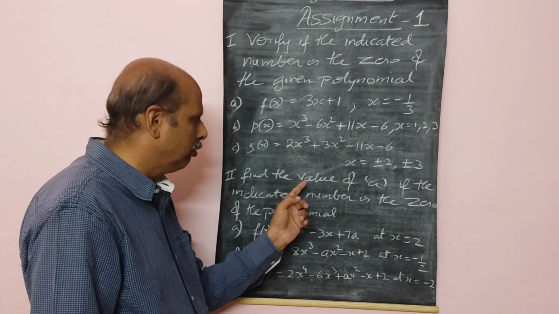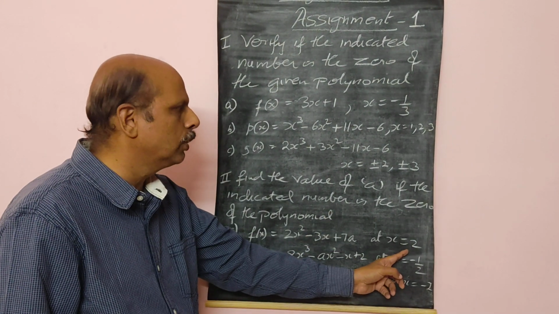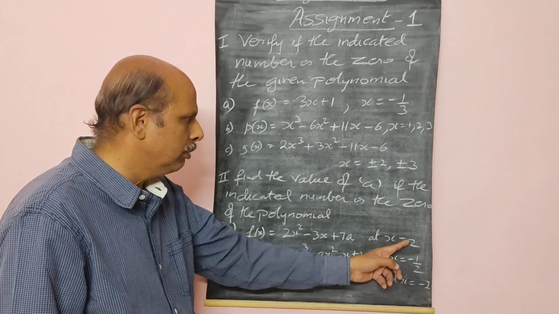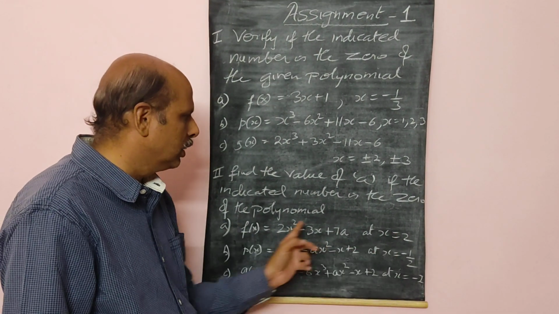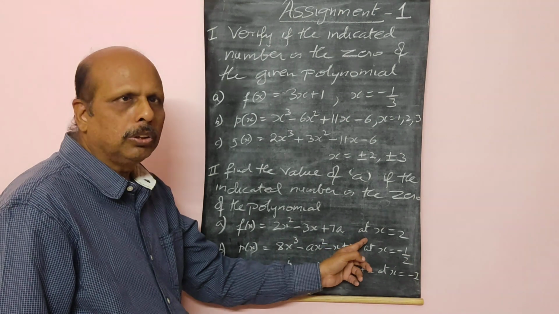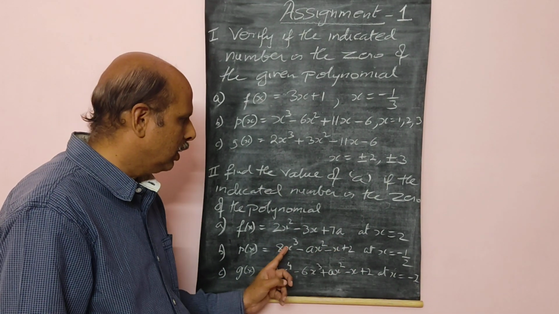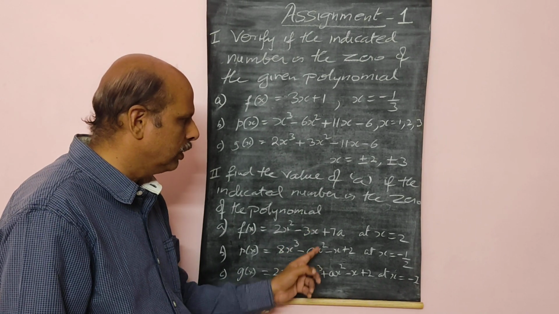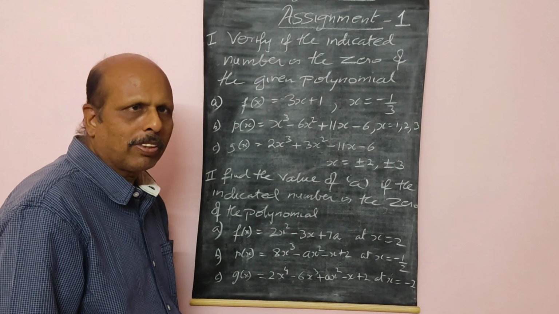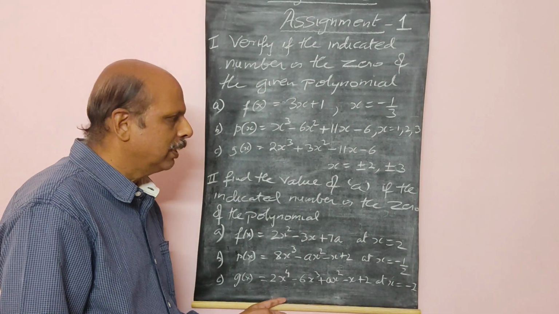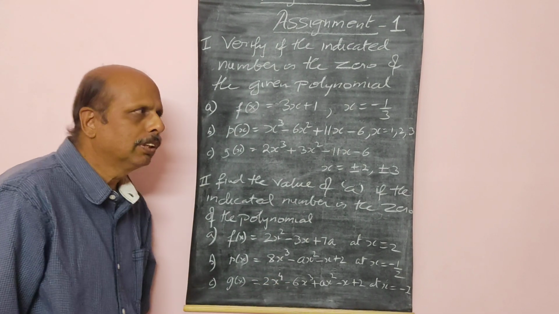Similar type of question: find the value of a for the indicated x, where it is indicated that this is the 0 of the polynomial. That means when you put this value of x in this polynomial, you should get 0. With putting that, you should calculate the value of a. So find the value of a in each of these cases. We are given the corresponding x values. So try this. I will discuss the answers, how to solve them, in the next video. Make a note of this.